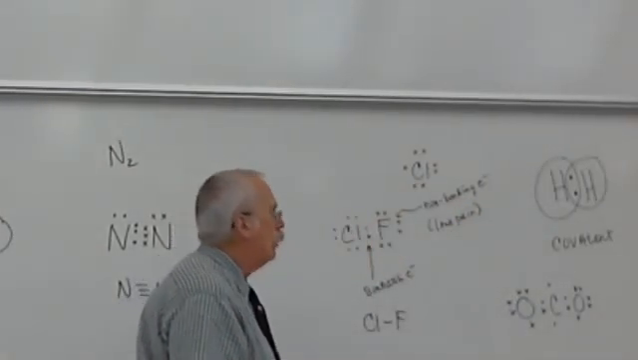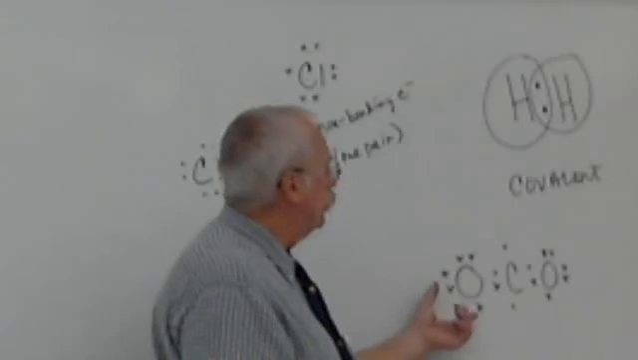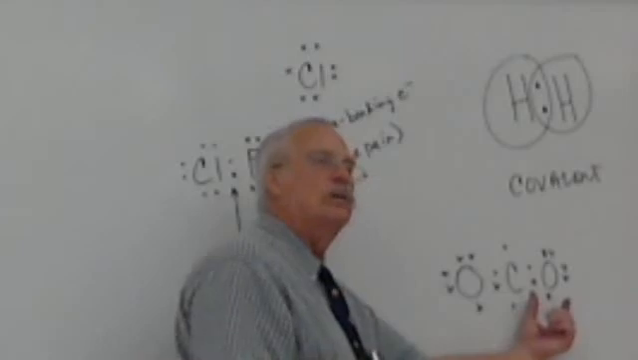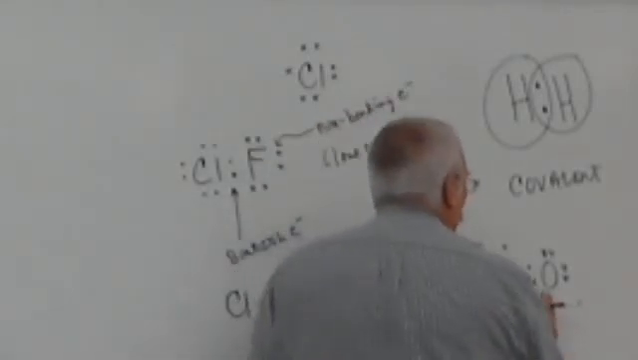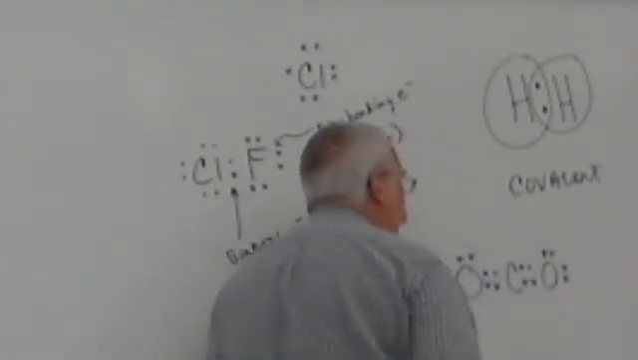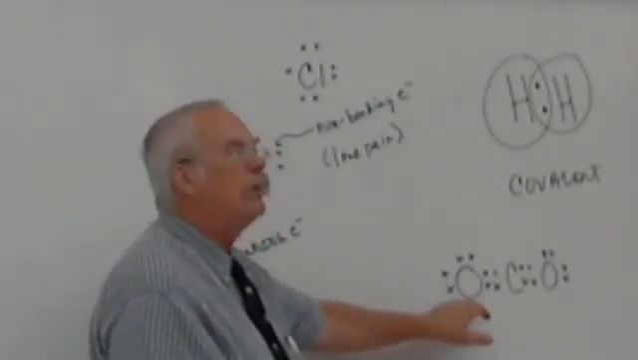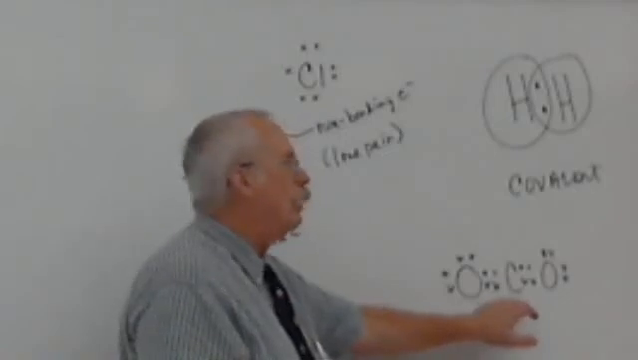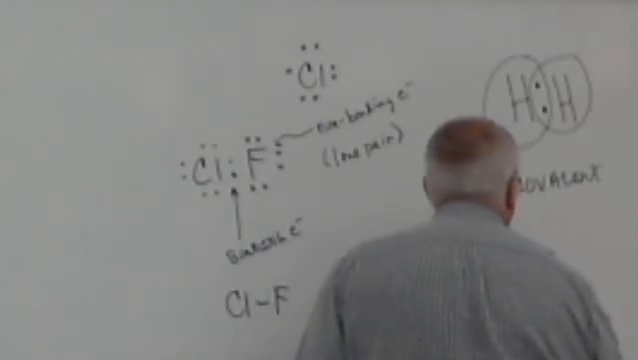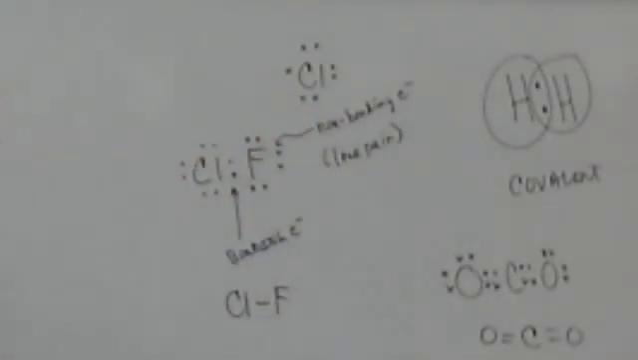No, look closely. The oxygen here has 7. The carbon is only 6. This oxygen, 7. So what I have to do is this. Now, look at this oxygen. How many? 8. Carbon, 8. Oxygen, 8. And so I have a molecule that looks like this. We know it as carbon dioxide.